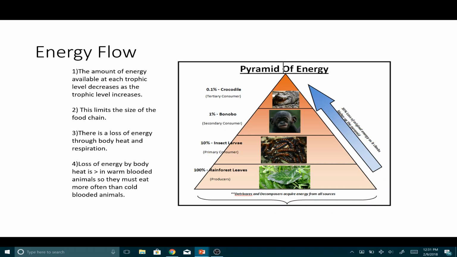And the loss of energy by that body heat is much greater in those endothermic or warm-blooded organisms. So they must eat more often than ectothermic or cold-blooded organisms. And so that's why if you have a pet snake, for example, or turtle, you probably only feed it maybe once a week.